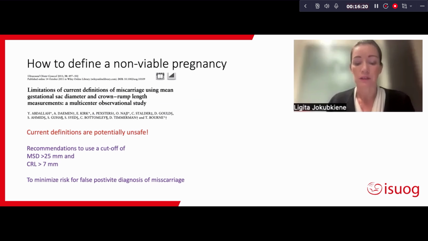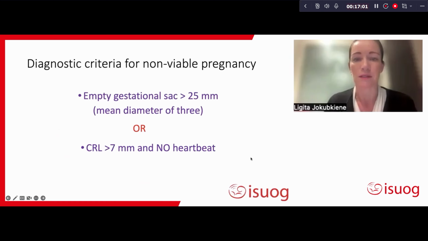So again, we go back to the first paper. Therefore, based on the inter-observer variability, it was concluded that these cutoffs are unsafe, and the recommendation was to use a cutoff of mean gestational sac diameter of more than 25 millimeters, which means, with the correct measurements as I showed you, the mean diameter out of 3 perpendicular diameters. And also for CRL, if we see an embryo, it should be more than 7 millimeters without any heartbeat as a cutoff for non-viability. This is to minimize the risk of false positive diagnosis of miscarriage and, of course, patients being mistreated and viable pregnancies interrupted.